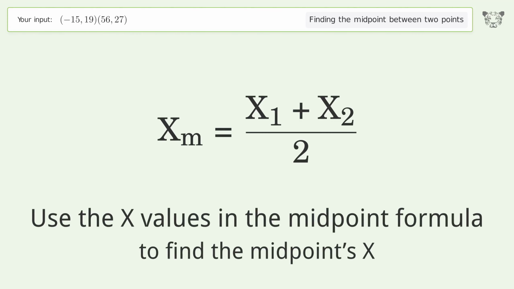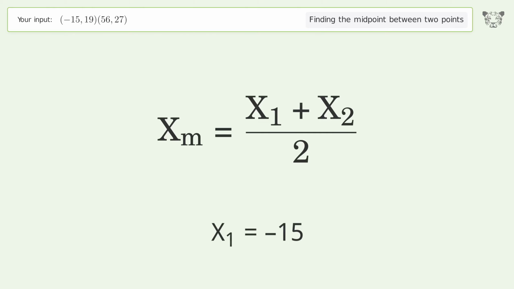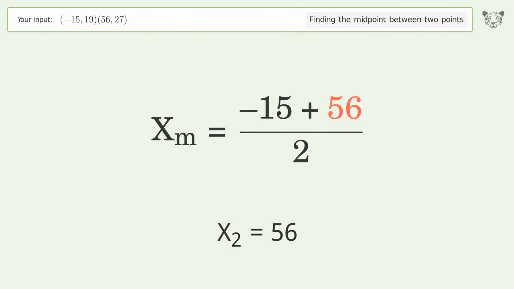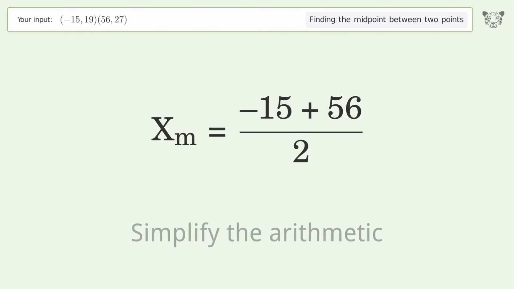Use the x values in the midpoint formula to find the midpoint's x. x1 equals -15. x2 equals 56. Simplify the arithmetic.